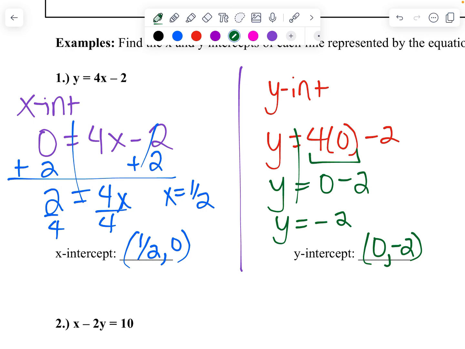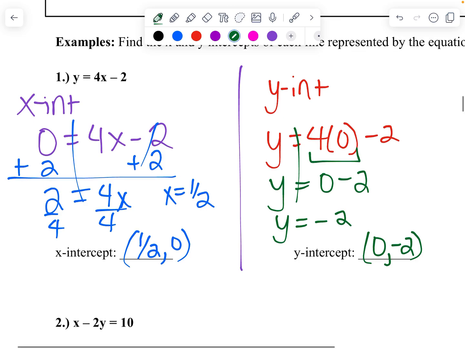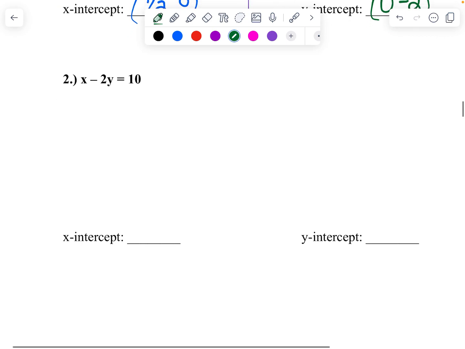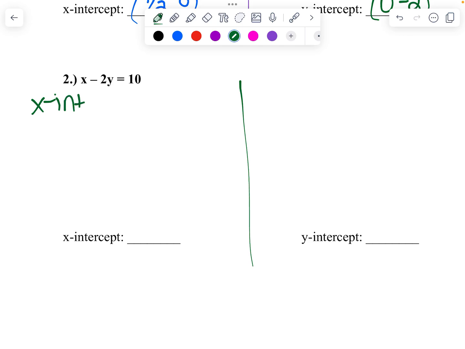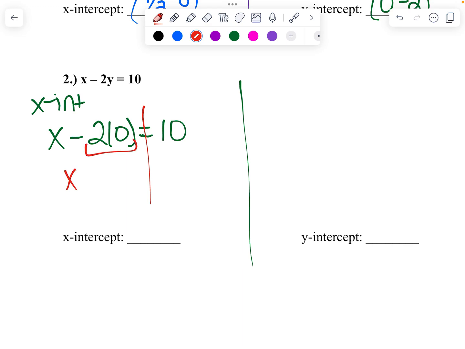All right, for the second problem, I'm going to do the same thing. I'm going to draw a line through my problem so I can have a workspace for each one. To find the x-intercept, I'm taking my equation and replacing 0 in for y. So now I have my x, -2 times 0 is just 0, so I can just drop that and I have my 10. So my x-intercept is 10, comma, 0.